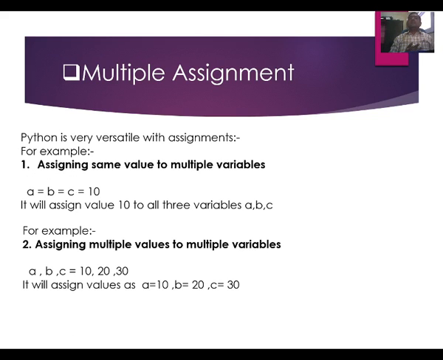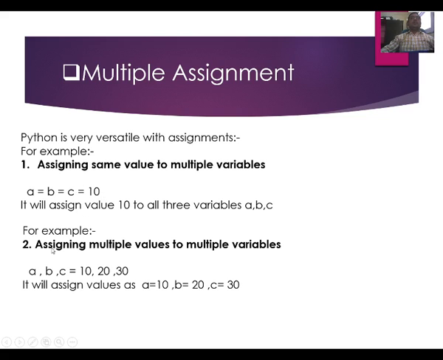Now, multiple assignments. We can assign multiple variables the same value or multiple values. First, we are going to see assigning the same value to multiple variables. How can we do it? A is equal to B is equal to C is equal to 10. Now, what will happen? A is equal to 10, B is equal to 10, C is equal to 10. All variables get the same value.